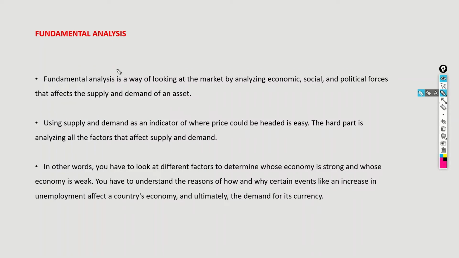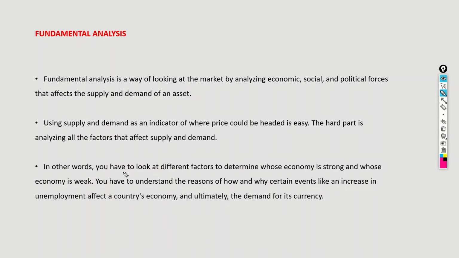So fundamental analysis is a new type of analysis. So we looked at technical analysis. Now we are looking at fundamental analysis. Fundamental analysis is a way of looking at the market by analyzing economic, social, and political forces that affect the supply and demand of an asset or currency you want to trade. So using supply and demand as an indicator of where price could be headed is a little bit easier. The hard part is analyzing all the factors that affect supply and demand.